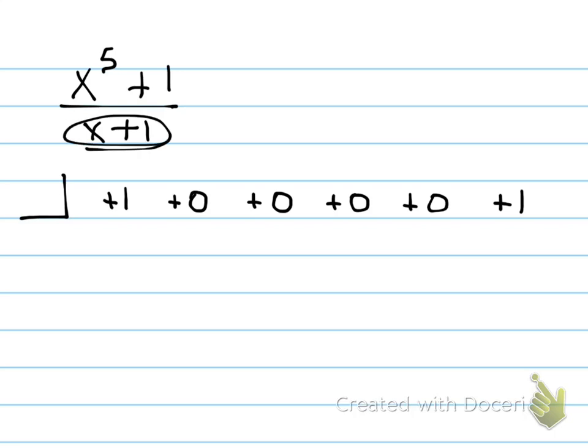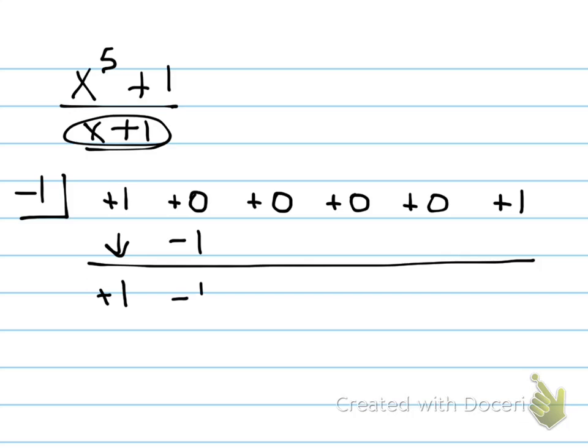It's x plus 1, so what's going to go in the box? Negative 1. Bring down the positive 1. 1 times negative 1 is negative 1, which gives me negative 1. Negative 1 times negative 1 is positive 1, so that gives me positive 1. Times negative 1 is negative 1, so I get negative 1. Times that is positive 1, so I get positive 1 again. Positive 1 times negative 1 is negative 1, so I get 1 minus 1, which is 0.